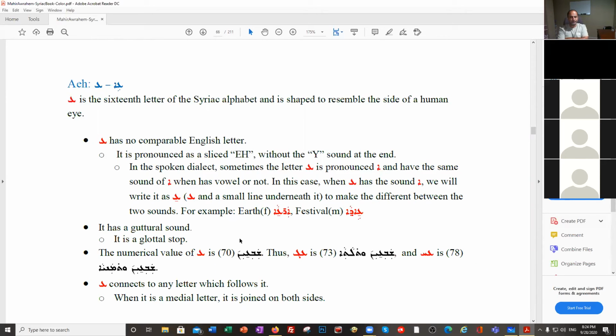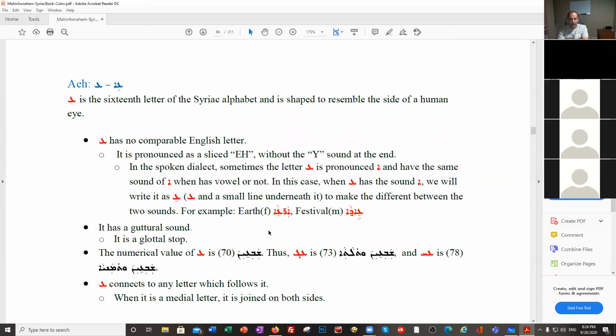Okay, the letter ain, I don't have anything in English. Most likely it's pronounced or without the sound at the end. In the spoken dialogue, sometimes the letter is pronounced and has the same sound as alap, when it has a vowel or not. This is for reading, because how are you going to know which one is which? So we're going to put a small line underneath it to make the difference between the two sounds.